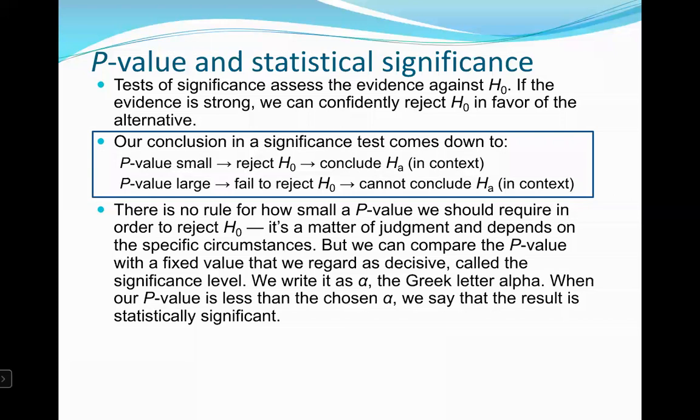There is no rule for how small a p-value we should require in order to reject H0. It's a matter of judgment and depends on the specific circumstances. But we can compare the p-value with a fixed value that we regard as decisive, called the significance level. We write that as alpha, the Greek letter alpha.